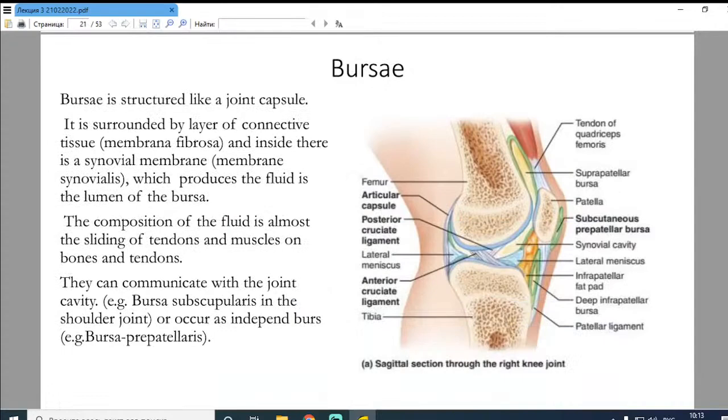Bursa is structured like a joint capsule. It is surrounded by a layer of connective tissue, membrana fibrosa, and inside is the synovial membrane, membrana synovialis.